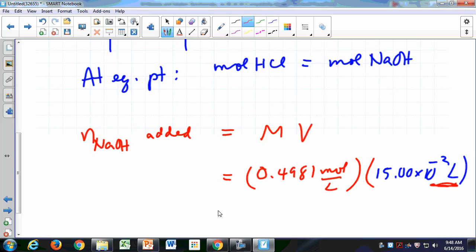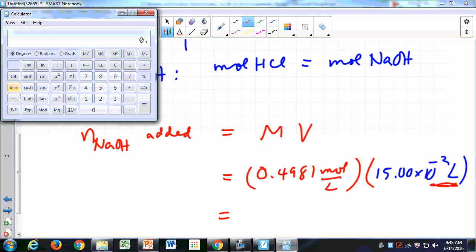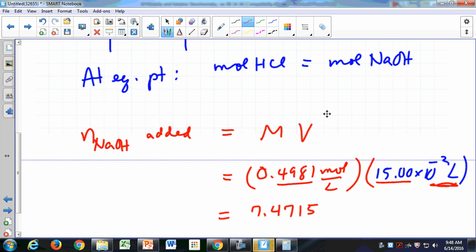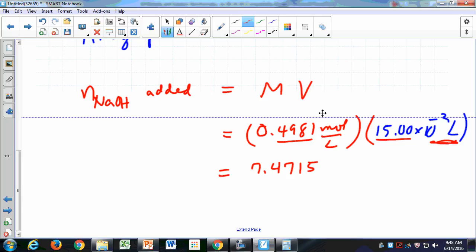So this gives us 0.4981 times 15, 7.4715. I have 4 sig figs here, 4 sig figs here. Let me check my sig figs. Yeah, so I should have 4 sig figs in my answer: 1, 2, 3, 4. I'm just going to keep that extra 5 there. Liter cancels out, so that's going to be moles of sodium hydroxide.